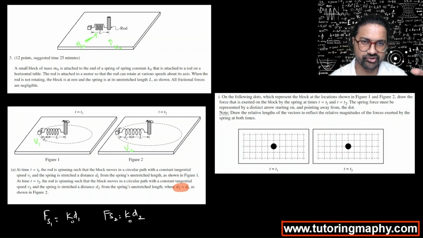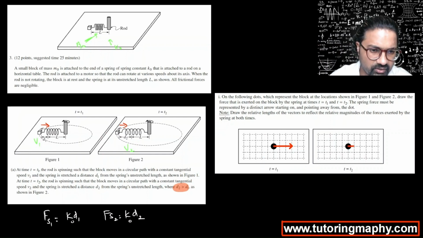Whenever the spring is stretched, the spring has a pulling tendency, so the force in both cases will be over on the right side. So I'm going to draw, starting right from the center, 1, 2, 3 units on the right side in case 1, and for the right one I'm going to make 4 units on the right side.